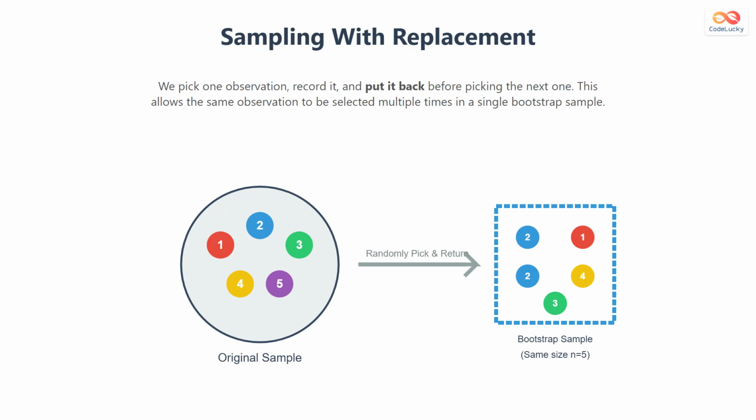So how do we do this? We use a technique called sampling with replacement. Imagine putting all your data points into a bucket. To create a Bootstrap sample, you pick one ball out, record its value, and then put it back into the bucket. You repeat this until you have a new sample that is the same size as your original one. Because we put the ball back each time, some values might appear twice or 3 times, while others might not appear at all.